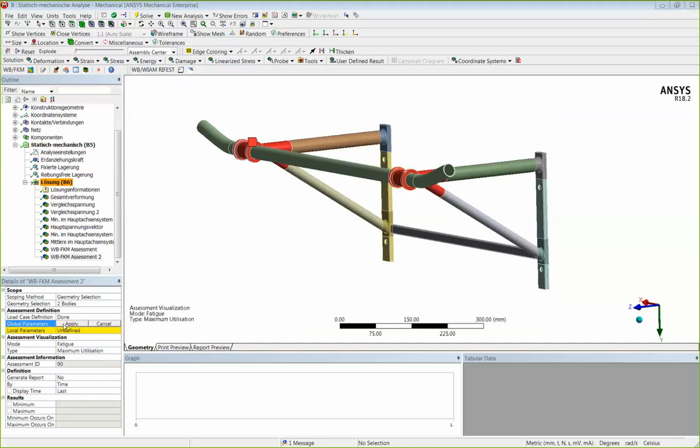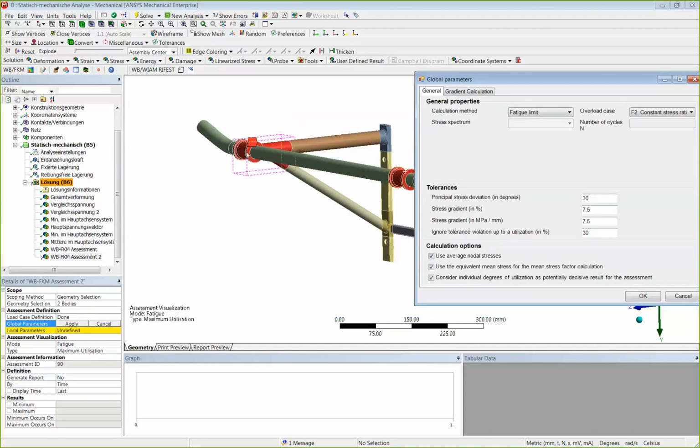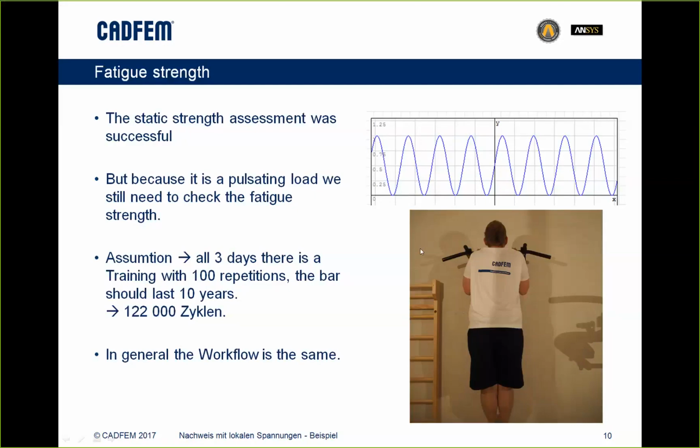And the next step I have to say is, what do I want to calculate? Do I want to calculate a fatigue limit, so whatever happens with the given loads, this part should never fail? Let's have some thoughts about this. When we think about a gym bar, does it really need to have a fatigue limit? Does it have to endure everything forever?